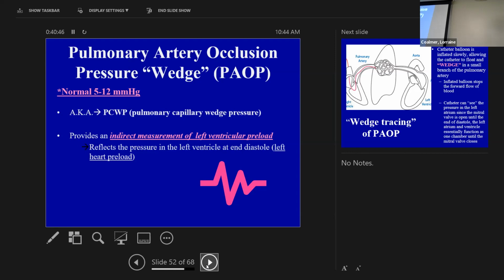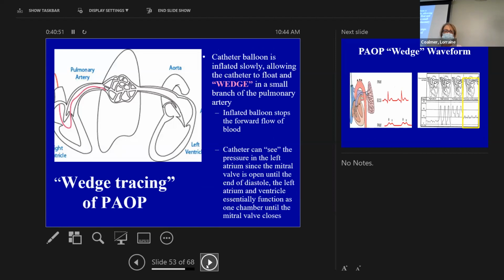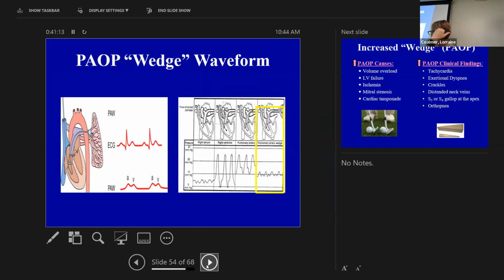Okay. You might hear it as PCWP, you might hear it as PAOP. So here's the picture. We inflate the balloon, one little branch, shuts off behind and looks forward. So it tells me this indirect measurement of what the left side looks like. Because remember, can't my left side fail versus my right? Remember, you let the balloon down passively. It should look a lot like the CVP, a little bit higher number. Do you see that?